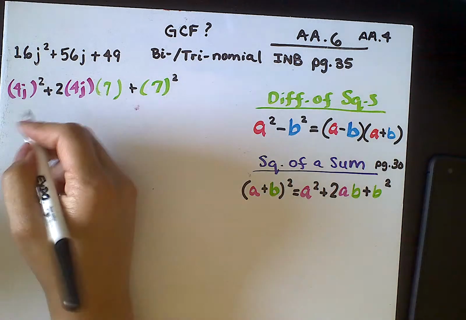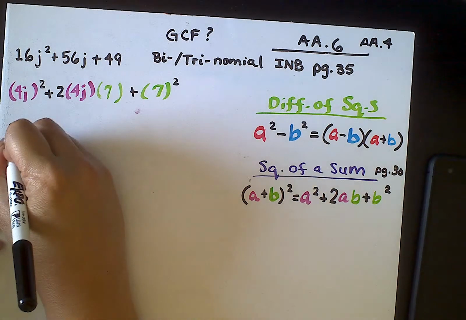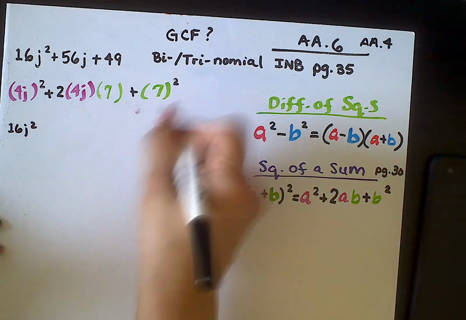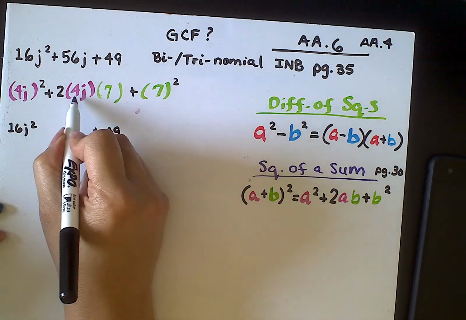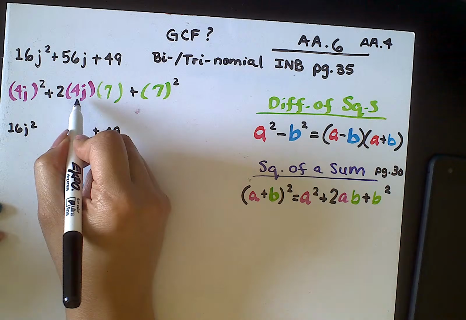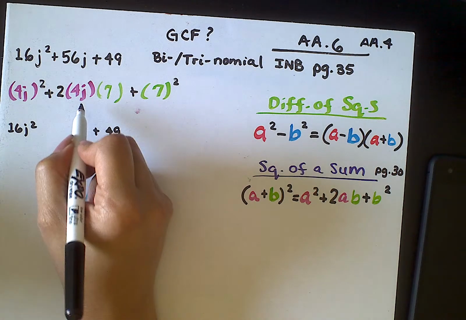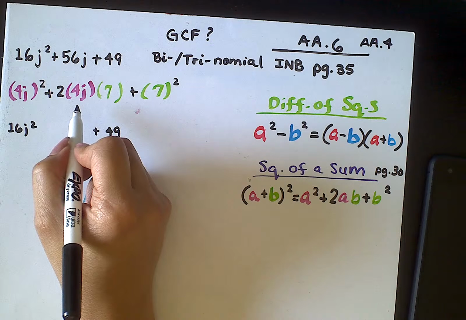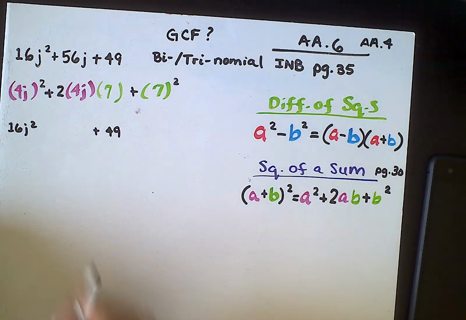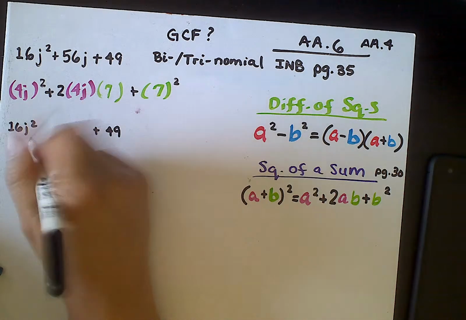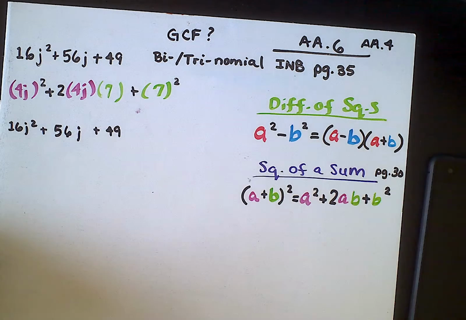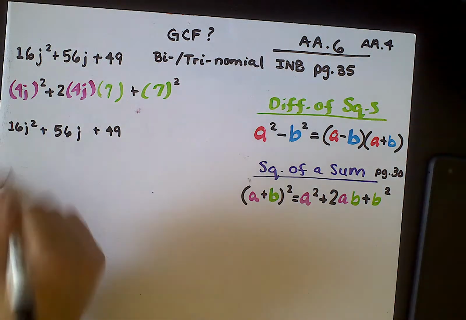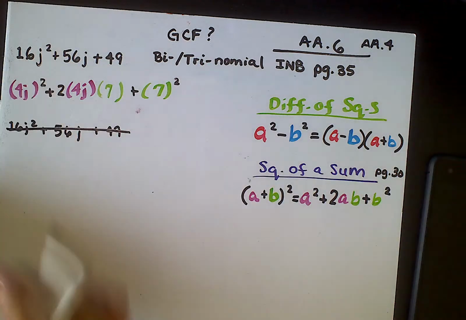Okay, now this one absolutely gives me my 16J squared, and that gives me my positive 49. Now, 7 times 4, that's 28, and 28 times 2, that would be 56. Alrighty, that would be 8 times 7, 56. All right, so it totally works. Now, because it works, I'm just going to scratch that off. I was just doing that for my brain.